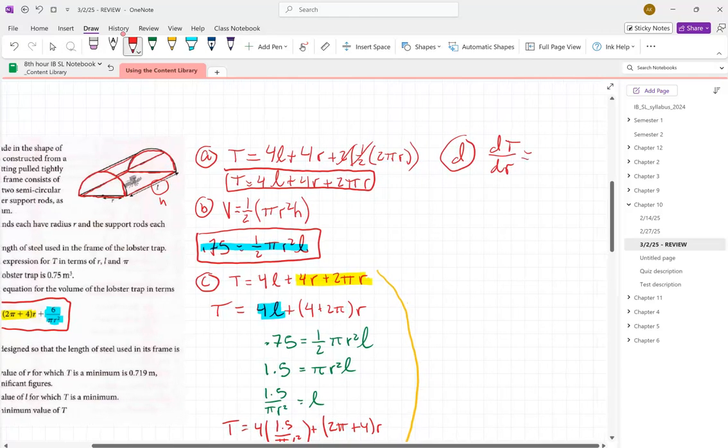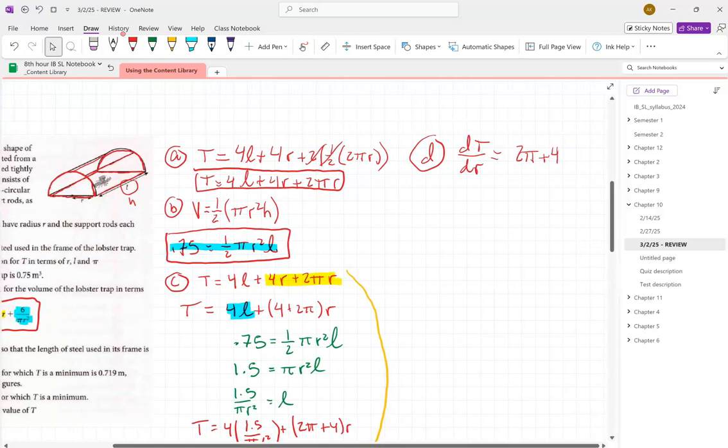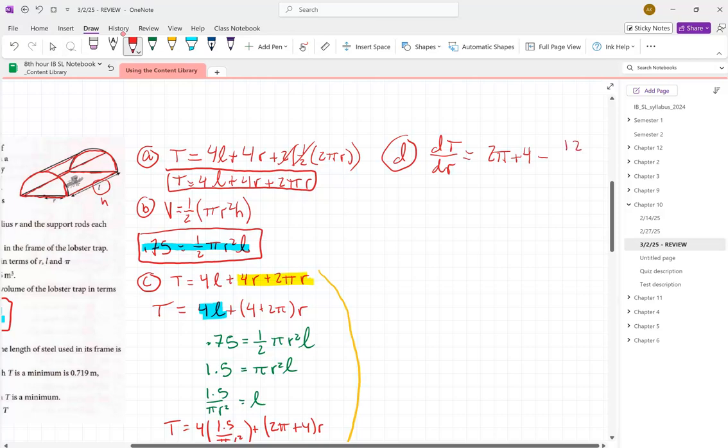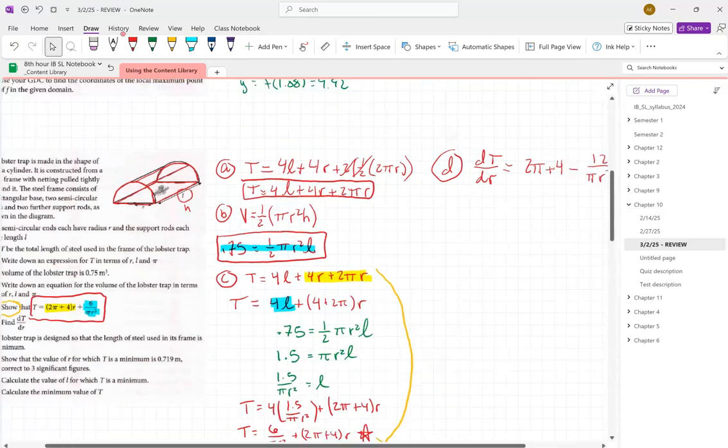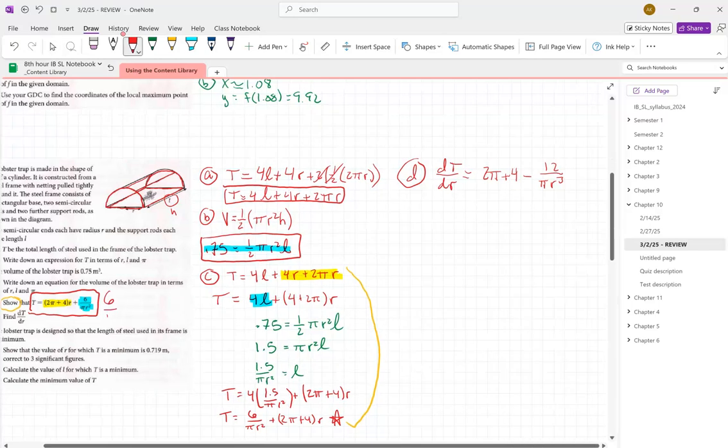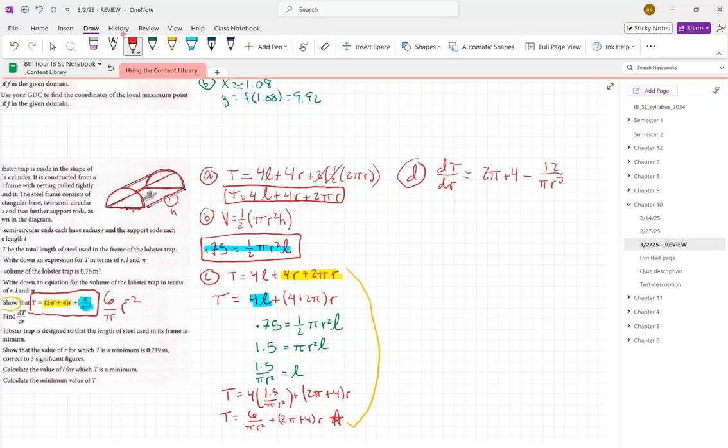So what do I get when I take the derivative of T? I get 2 pi plus 4, and then minus 12 over pi r to the third. Or again, you could think about this as 6 over pi r to the negative 2, and then differentiate. Everybody's okay?